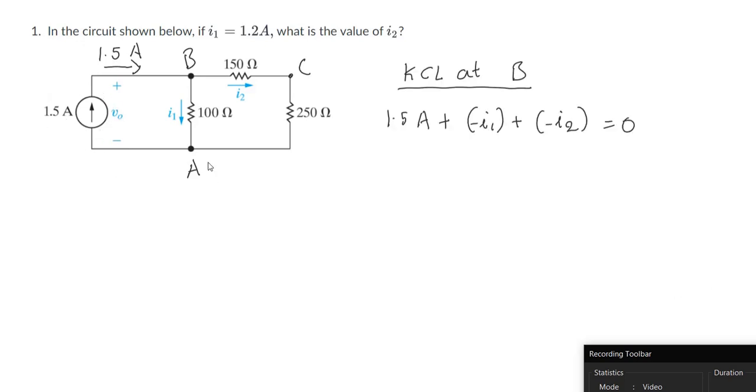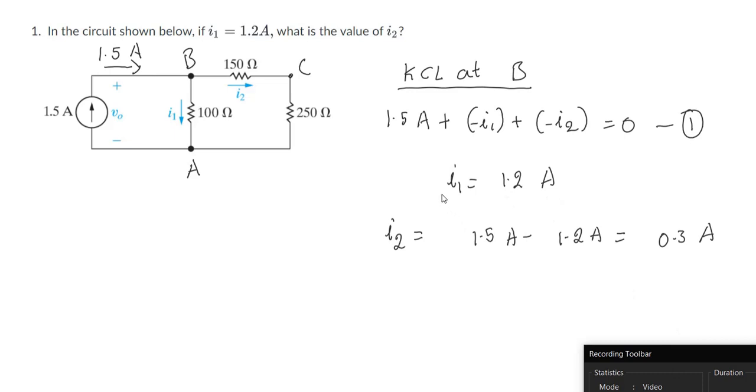source. I can now write a KCL at node B, which is sum of currents going into B should be 0. So 1.5 amps is going in here like this. From bottom to top, there is minus I1 current going in. From right to left, there is minus I2 current going in, which gives us this equation. What is given to us in the question is that I1 is 1.2 amps. And if you substitute this information in equation 1, we get the value for I2 as 0.3 amps.